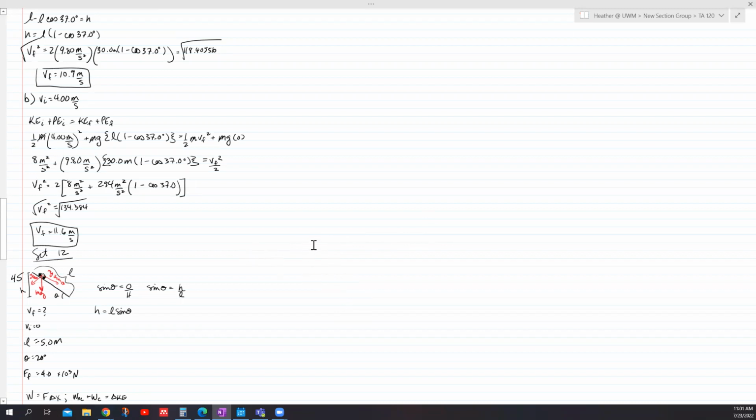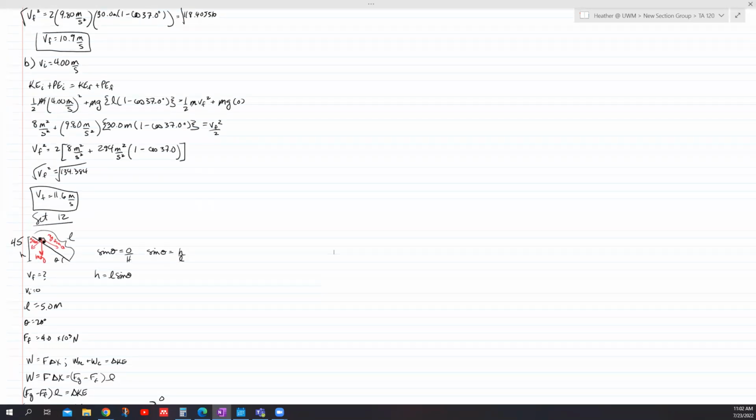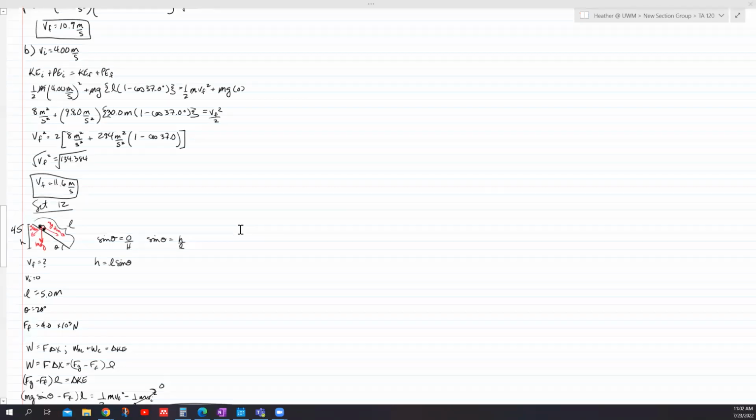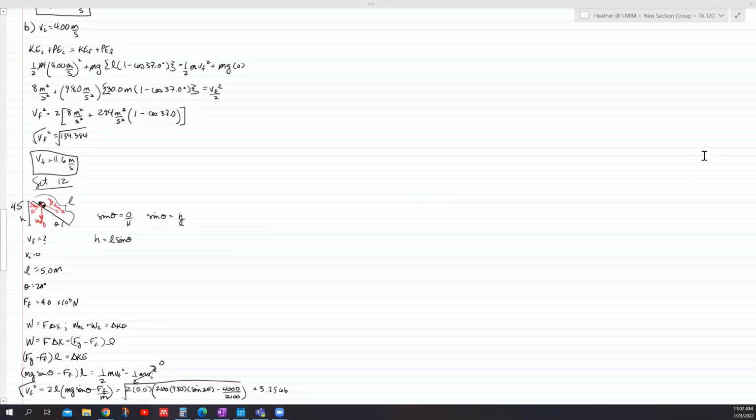All right, moving on to set 12. We are still in chapter 5. We are going to head to problem 45. All right, drawing a little picture here again. Kind of difficult to see.